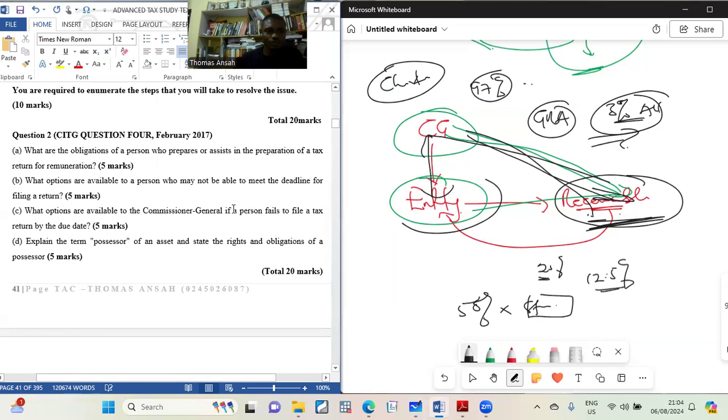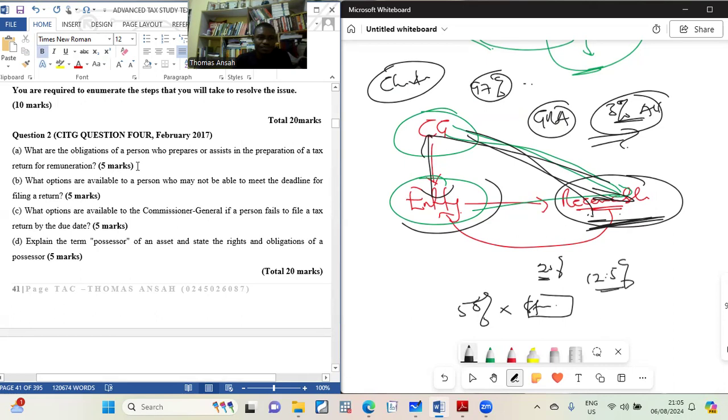let me ask you this question. What are the obligations of a person who prepares or assists in the preparation of tax for remuneration for somebody? Somebody who assists someone to prepare tax, what are his obligations? Any idea? We discuss one or two of them. Just to wrap up in 5 minutes. Do you remember?